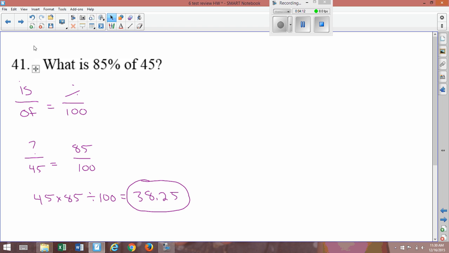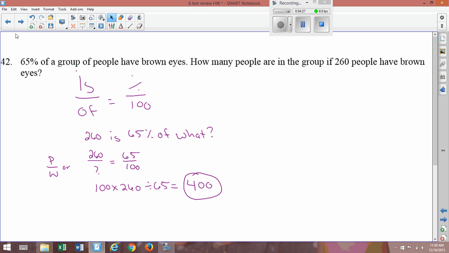What is 85% of 45? You would have to find 85% of 45. Crisscross divide, you get 38.25. Again, set up your is over of equals percent over 100 ratio every time, guys.